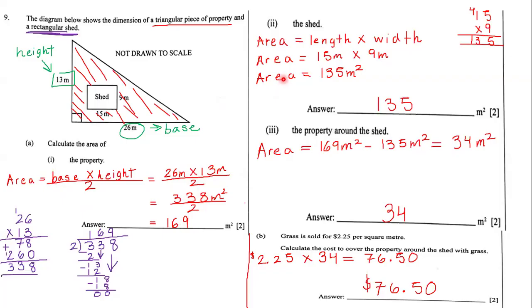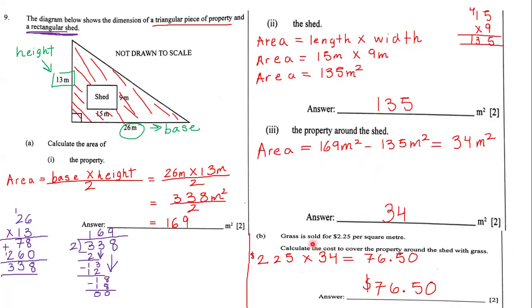The area of a square is length times width. And the length is 15 meters and the width is 9 meters. And 15 times 9 is 135 meters squared. Very good. Next one. And then you have to find the property around the shed, and that's 169 meters squared minus 135 meters squared, and that equals 34 meters squared. Very good.